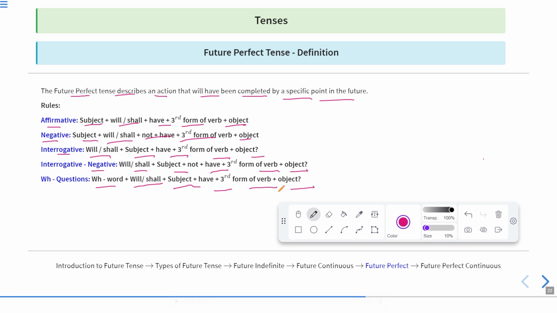Okay, now let us see the example. Now, as I told you, in case of perfect tense, the verb's third form and the use of have are compulsory or mandatory.